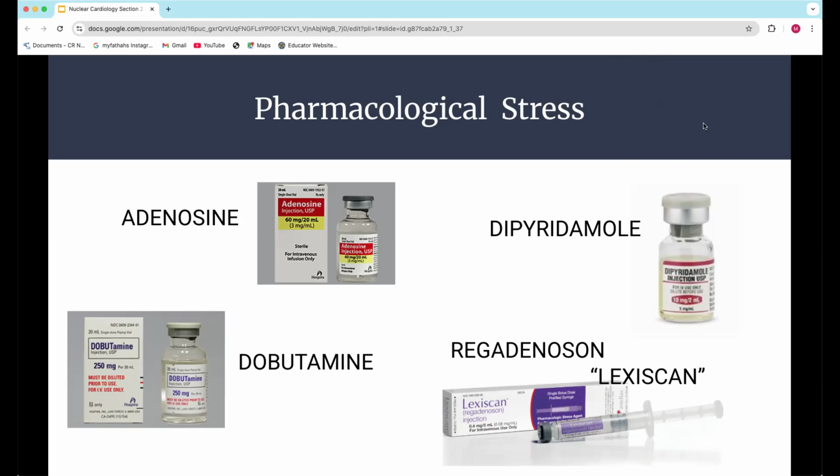Okay, so we talked about exercise stress and kind of how that works and what we're after there. Now we're going to talk about our pharmacological stress. I'm going to include 4 agents. There are other stress agents out there, but these are the common ones that you're likely to see. And even some of these you just may not see anymore. There's really one of these that's the most common, but we're going to cover adenosine, dobutamine, dipyridamole, and then also regadenoson or Lexiscan, which is probably the one you're going to see most commonly nowadays.